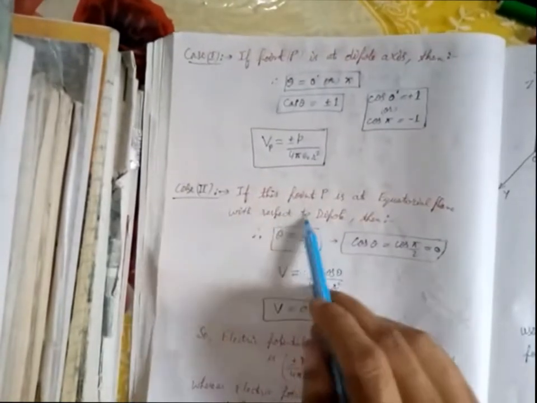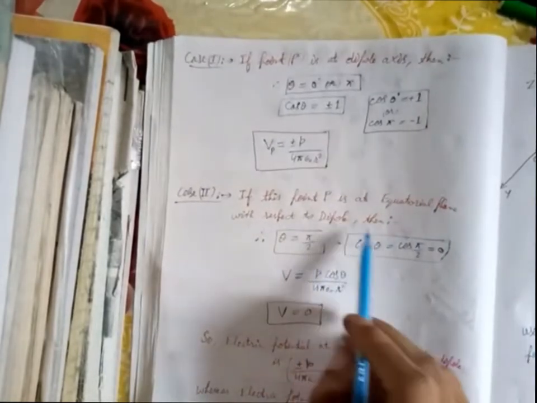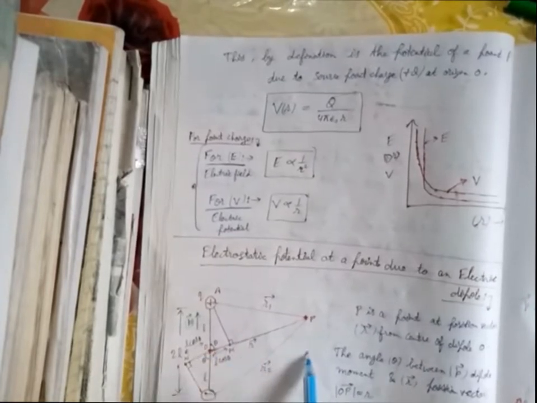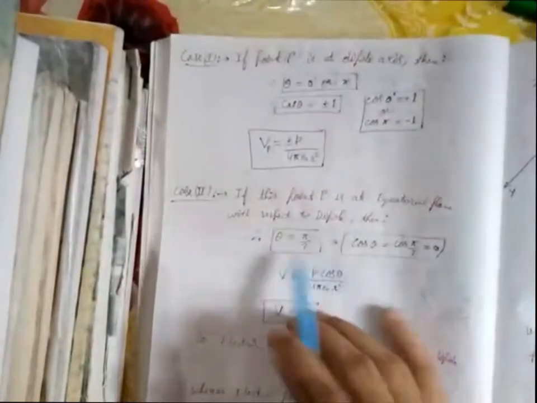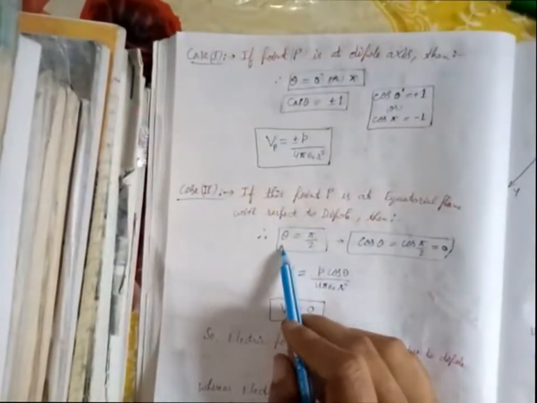The second case is if this point P is on the equatorial plane with respect to the dipole. The equatorial plane is the plane which is perpendicular to the axis of the dipole and passes through the center of the dipole. It means the point is exactly perpendicular, passing through the center of the dipole here. Then this is the equatorial point. At this point, the angle theta between the dipole moment vector and the position vector will be exactly 90 degrees.